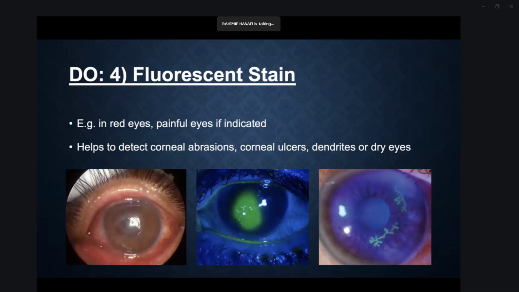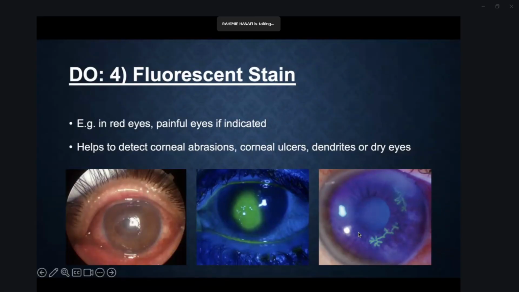Because in a healthy cornea, the epithelium is bound together by very tight junctions, and it is not supposed to pick up any stain. Only when the epithelium is breached will the stain be taken up. So it's very important. If you can do that, it's very good.